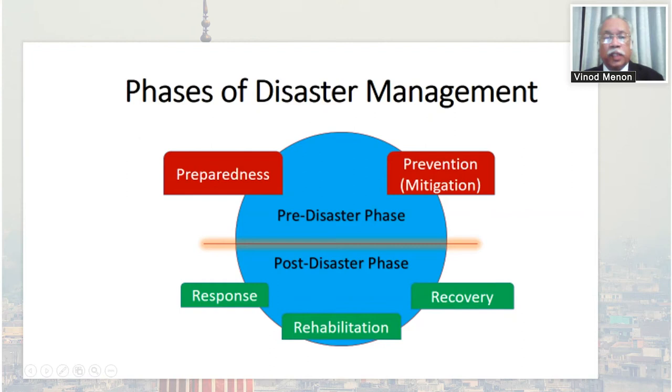So we need to really strengthen our preparedness and prevention, and that is where early warning systems become important. That's where the use of technology solutions becomes important.